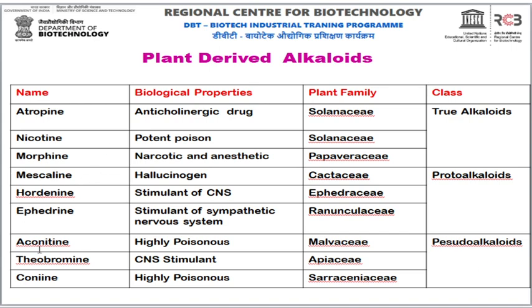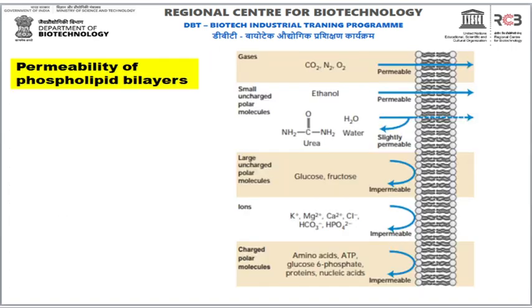Okay, and pseudoalkaloids include aconitine, theobromine, and coniine. Okay, so these come under pseudoalkaloids. Okay, and mescaline is employed as a hallucinogen which is isolated from plants belonging to the Cactaceae family, and the other things you can just read yourselves.